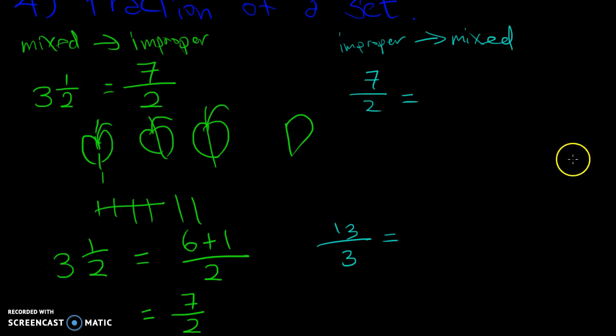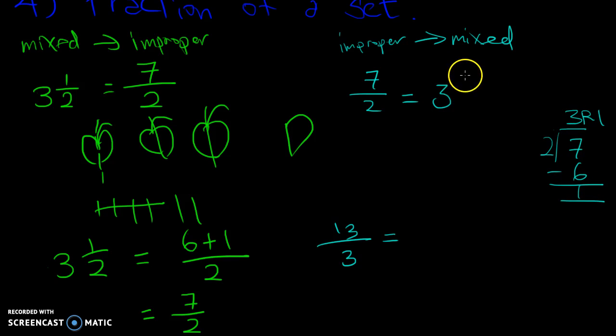7 divided by 2, if you do the long division, you realize that you can have 3 wholes. 3 times 2 gives you 6, and you will have a remainder of 1. Since I have 3 wholes here, I write 3 wholes, and since I have 1 part remaining, I put that 1 part here, out of 2. This is the remaining part I have. If you look, it gives you the same answer.